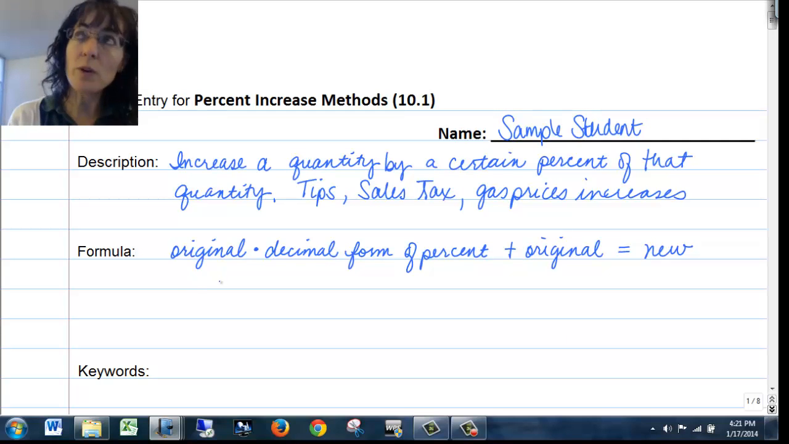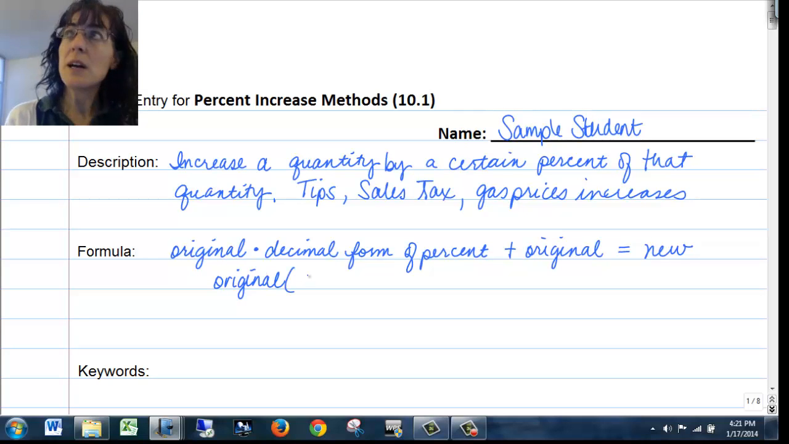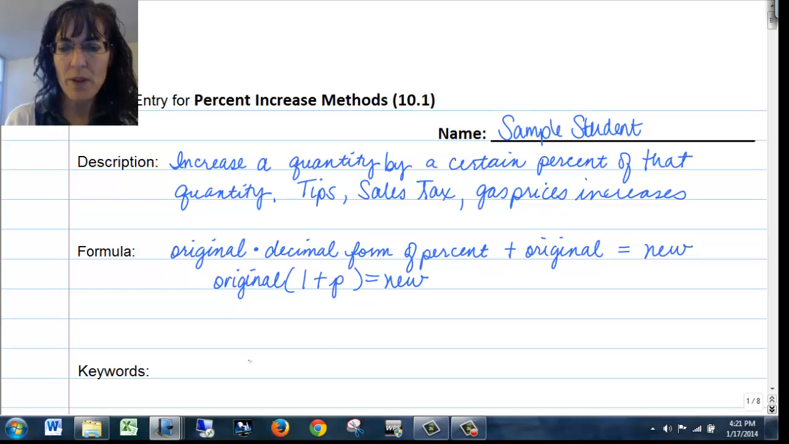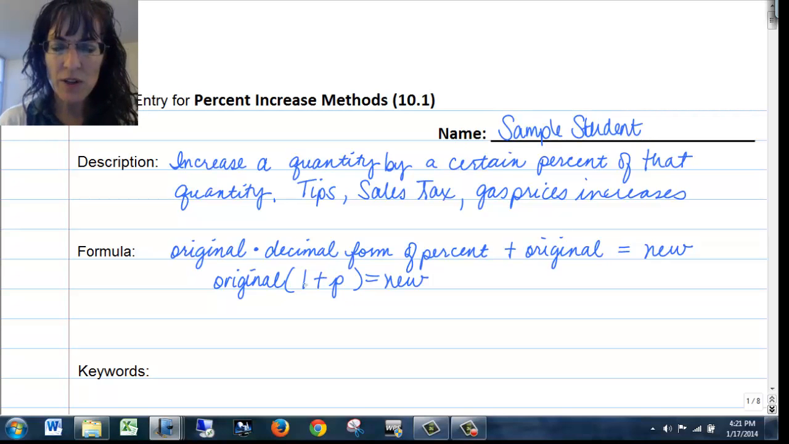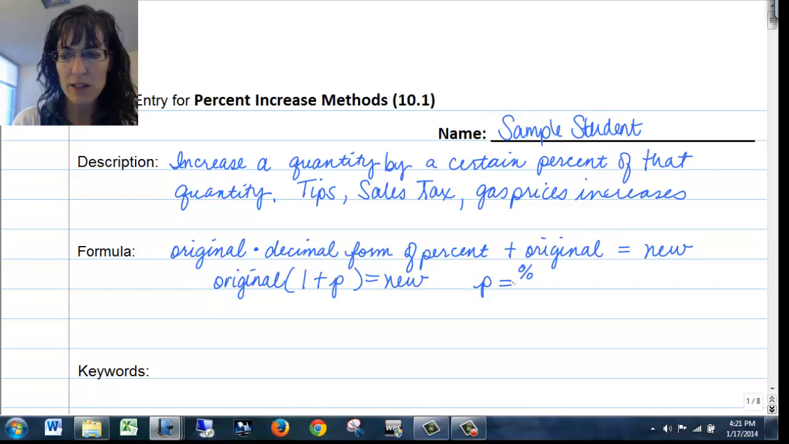Now I want you to think about a formula that is in the book, and I'm going to show it to you. For percent increase, you could take original times the quantity 1 plus little p equals new. And now this is the formula that I'm going to give you on your formula sheet that you can use on your Chapter 10 exam and on your final exam. So we really need to make sure we know how to use it just in case. So original times the quantity 1 plus little p equals new. Little p is going to be the percent divided by 100, which is just your percent in decimal form.